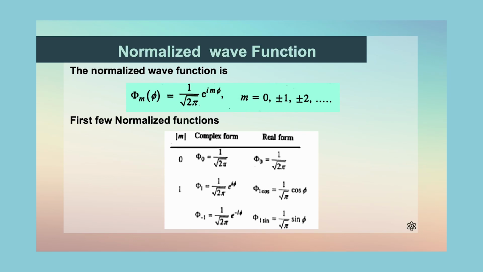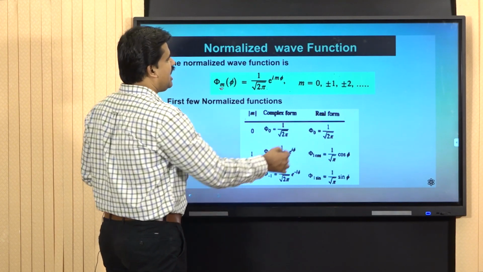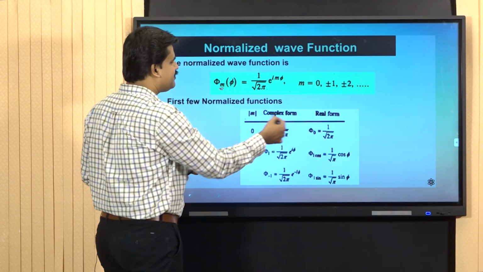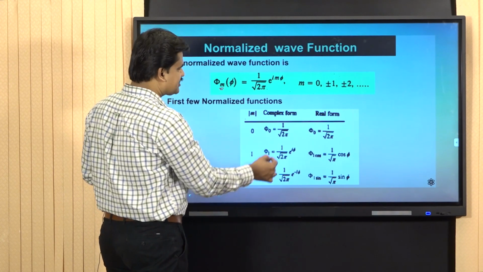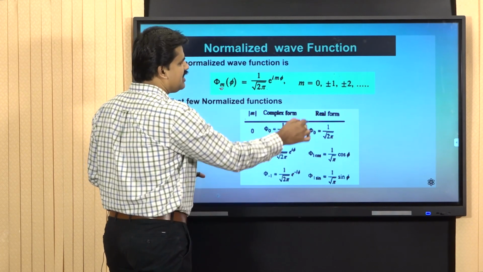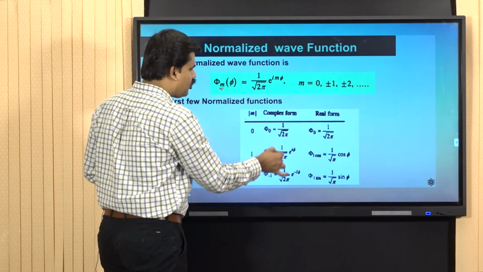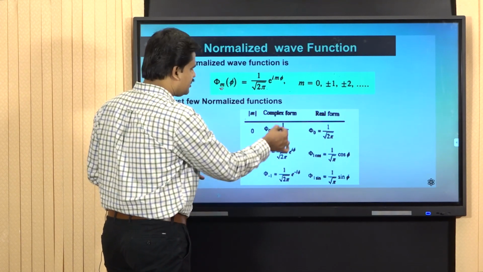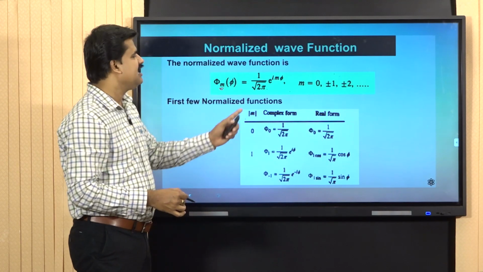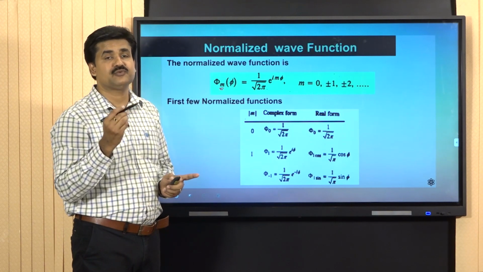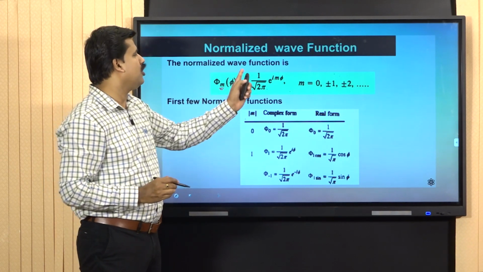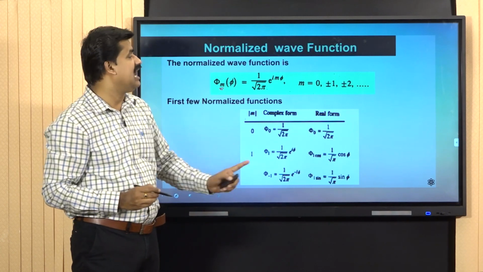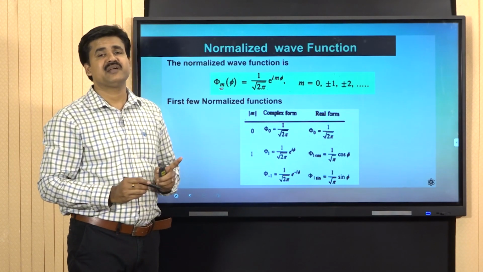If I put m equal to 0, or modulus of m equal to 0, then I will get Φ_0 equal to 1 by root of 2π, and this one is the real form. Here there are no i forms when m is equal to 0. But if I put m equal to 1, then there are two chances. There is a complex form as well as a real form. The real form contains no i parameter, whereas the complex form contains the i parameter. This is the complex form and this is the real form. Hence, this table represents the first few normalized wave functions Φ_m(φ), where Φ_m(φ) equals 1 by root of 2π into e^(imφ), and m is equal to 0, ±1, ±2, etc.